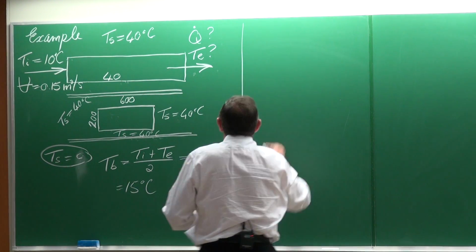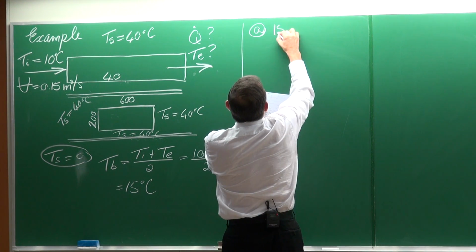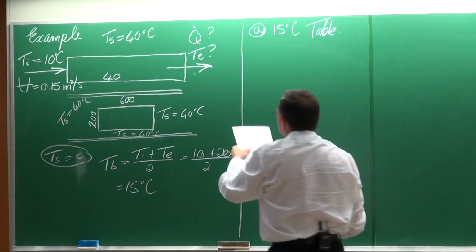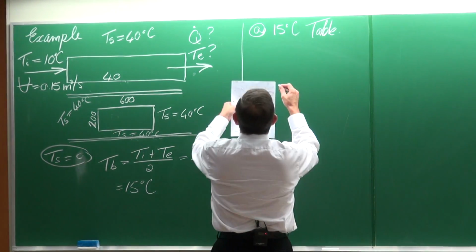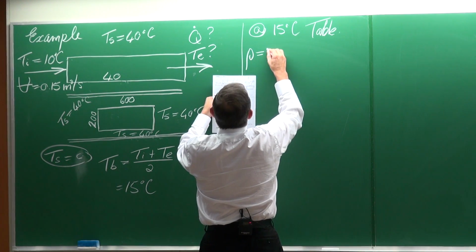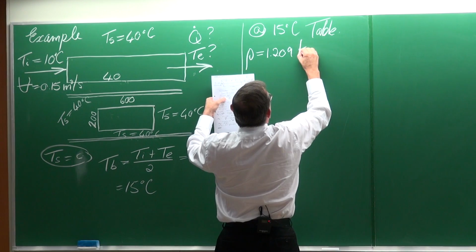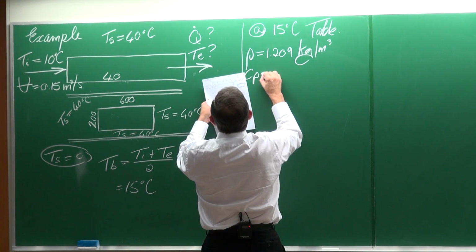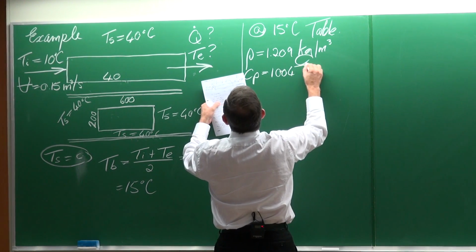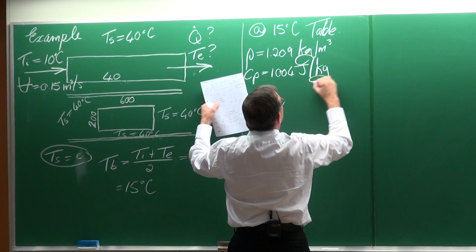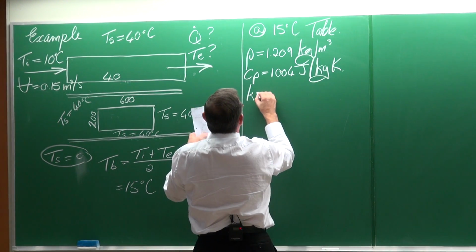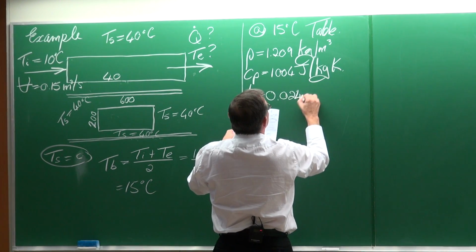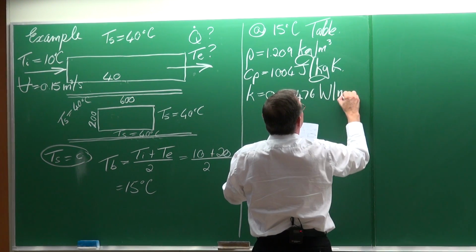Now at a temperature of 15 degrees Celsius, from the tables in the textbook, you can go and get the properties of the air. The density is equal to 1.209 kilograms per cubic meter. The Cp value is equal to 1004 joules per kilogram Kelvin. The thermal conductivity k is equal to 0.02476 watts per meter Kelvin.